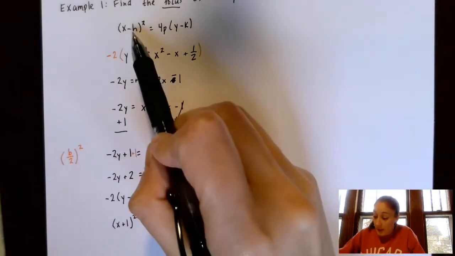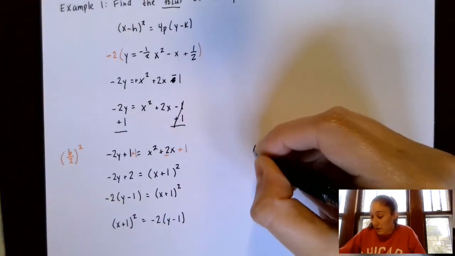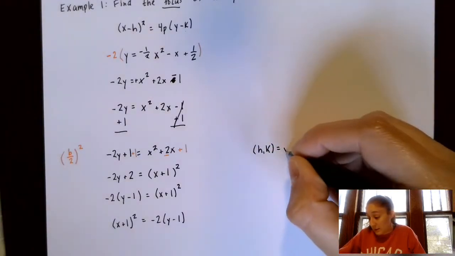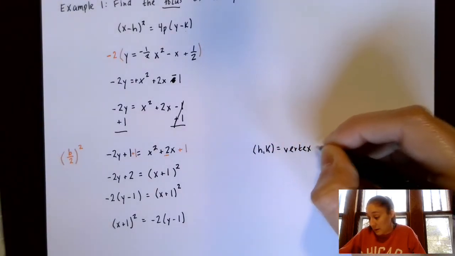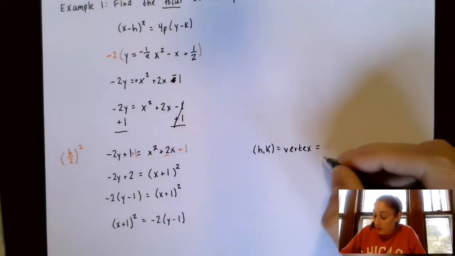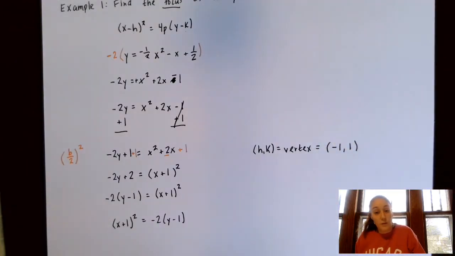Okay, so let's talk about what we have so far. Remember that the HK on a circle, that was a center. On a parabola, that's now the vertex. Okay, so HK, I'm just going to jot that down, which is the vertex. In this case, remember we take the opposite signs. H is always with x, and K is always with y. Okay, so the vertex here is negative 1, positive 1.